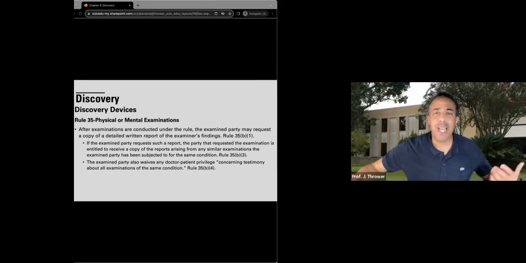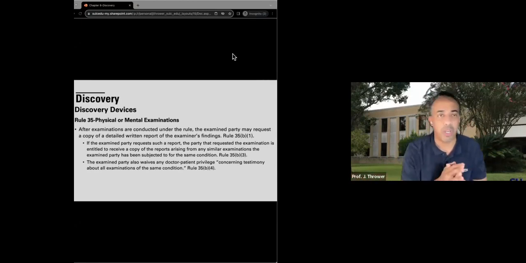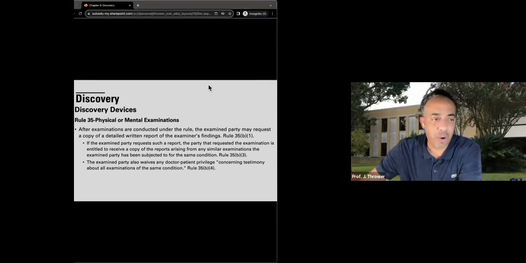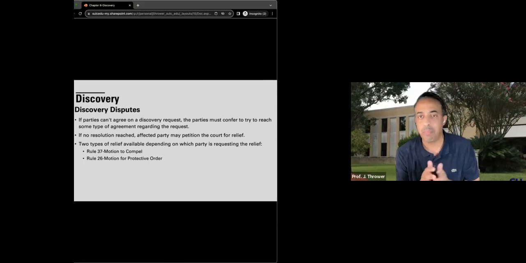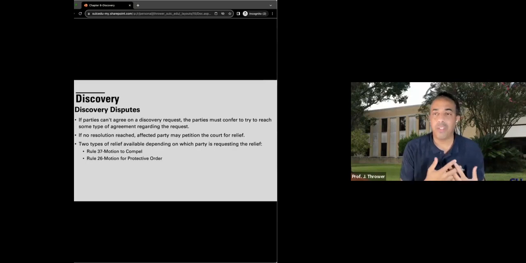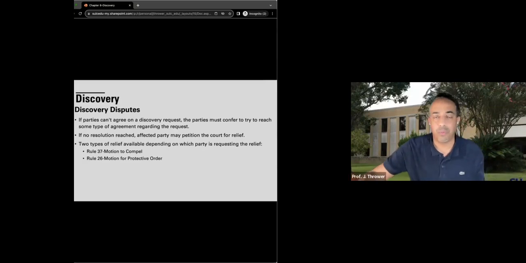So that really captures all of the important discovery devices under the federal rules. Now, what happens when the parties get sideways about discovery information that is requested, and they get into these back and forth disputes regarding discovery requests? If the parties can't agree, or if a party refuses to comply with the discovery request of another party, then the parties are obligated to confer to try to reach some type of agreement or resolution regarding the discovery request.